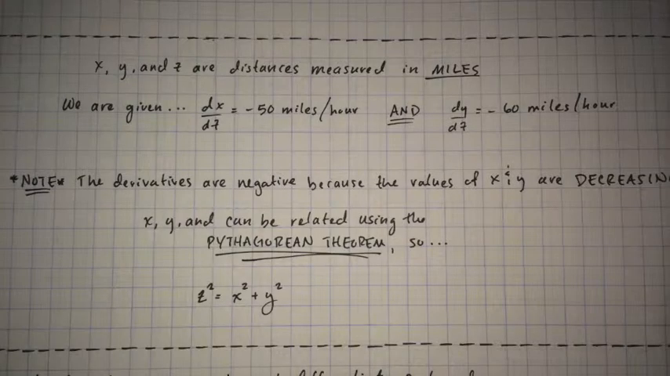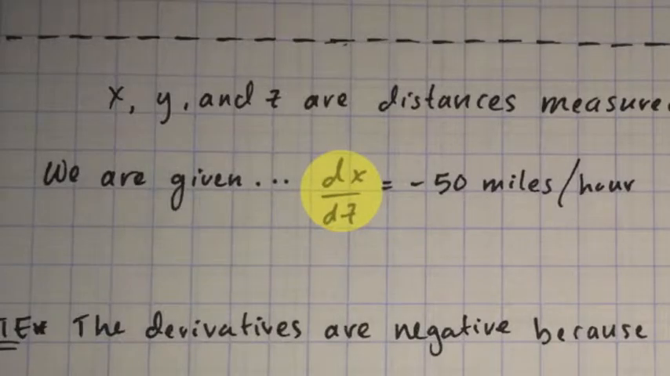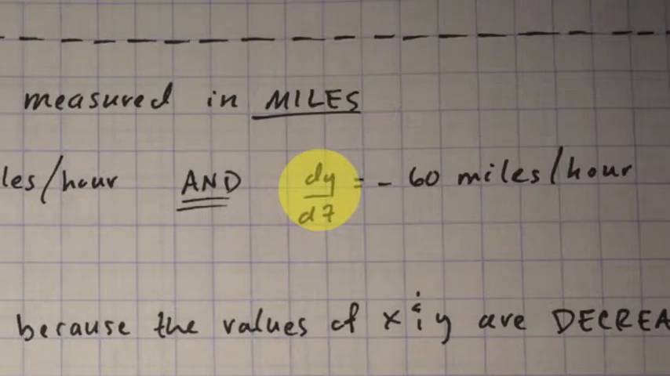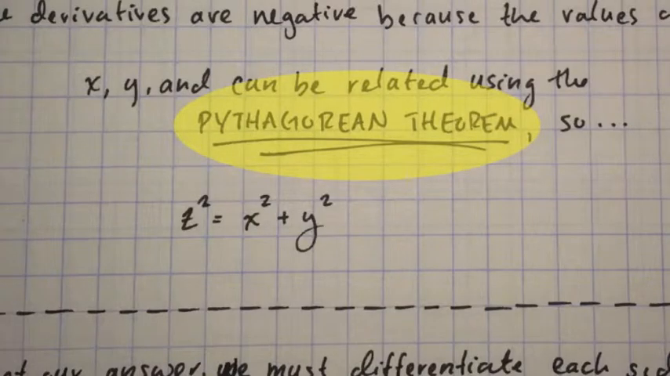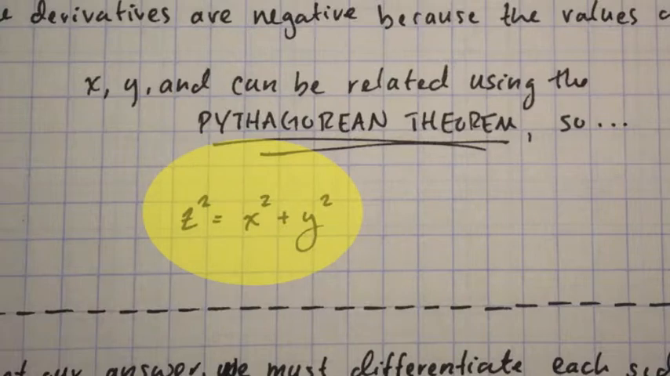In my second step, I have x, y, and z are distances measured in miles. We're given that the derivative of x with respect to t is negative 50 miles an hour, and the derivative of y with respect to t is negative 60 miles an hour. However, the derivatives are negative because the values of x and y are decreasing. x, y, and z can be related using the Pythagorean theorem, which is very basic. So we know now that z squared equals x squared plus y squared.